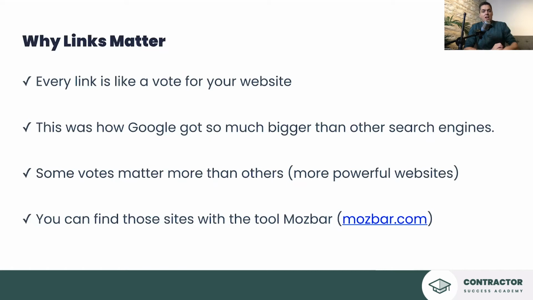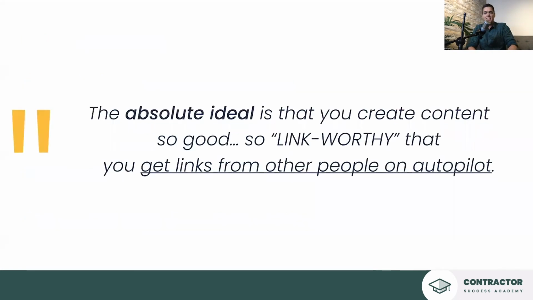To figure out what sites matter the most, you can go to mozbar.com. It's a tool by the SEO software company Moz, M-O-Z. They have some other tools, but this is the one I like the most because it really quickly allows you to see the domain authority of a site, which is just an approximation of how powerful it is for these purposes. The absolute ideal is that you create content so good, so link worthy, that you get links from other people on autopilot.